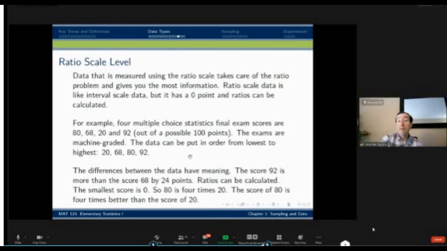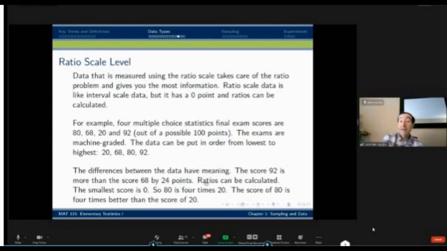So an example of that might be if I had a statistics class with a multiple choice final exam. And maybe I have these 4 scores. If the exams are machine graded, I can put that data in order from lowest to highest. That means it's at least ordinal. The differences between the data have meaning. Right? When I subtract 2 scores, I can tell the difference between the points. And that actually has a mathematical meaning in terms of the performance for each student. And so that means it must be at least interval level.